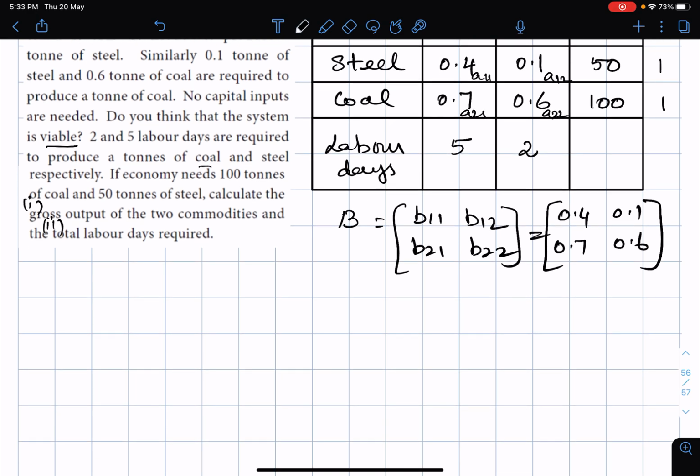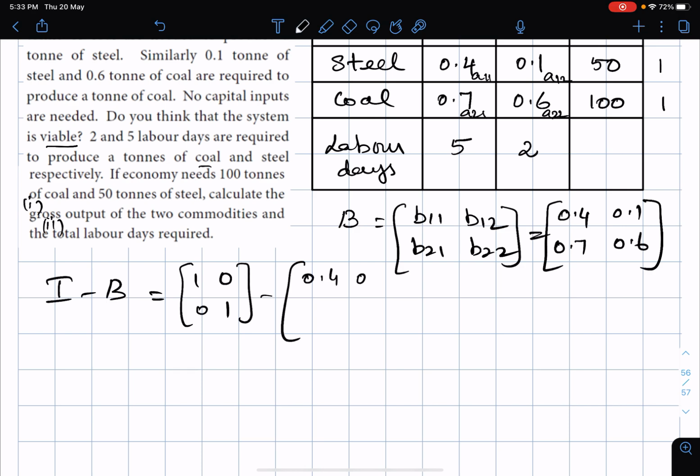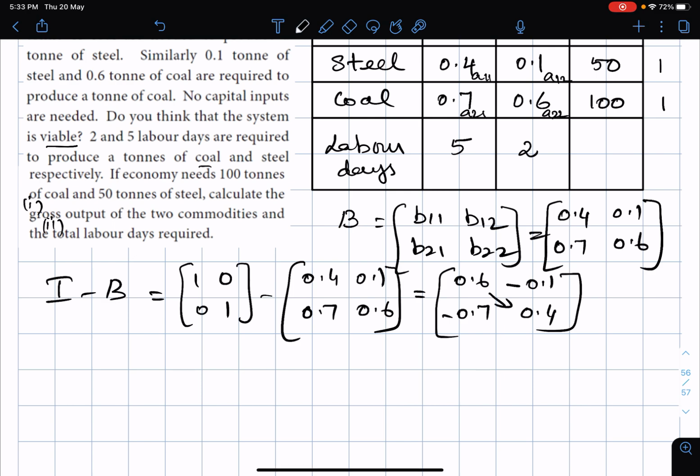After finding the B matrix, we have to find I minus B to check our Hawkins-Simons condition. 1, 0, 0, 1 minus 0.4, 0.1, 0.7, 0.6. So you are going to get 0.6, minus 0.1, minus 0.7 and 0.4. Our main diagonal is positive, so our first condition is okay.